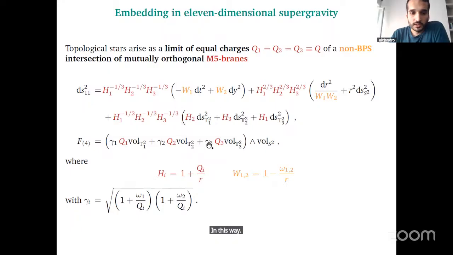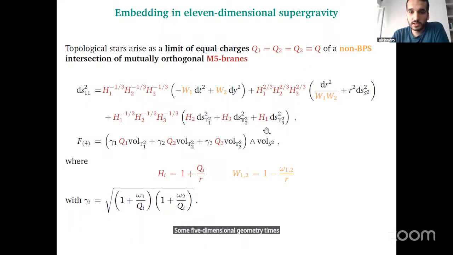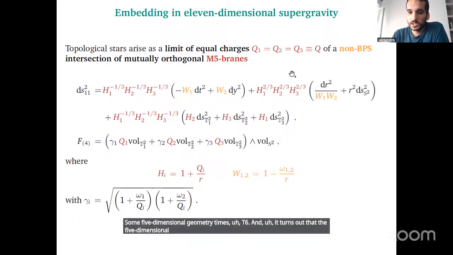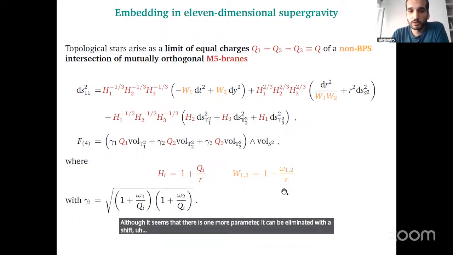And the nice thing is that when you set the three charges equal, the internal part factorizes, and you just have some 5-dimensional geometry times T6, and it turns out that the 5-dimensional geometry that you get is precisely the topological star or the Horowitz-Strominger black string solution. Although it seems that there is one more parameter, it can be eliminated with a shift of the radial coordinate.